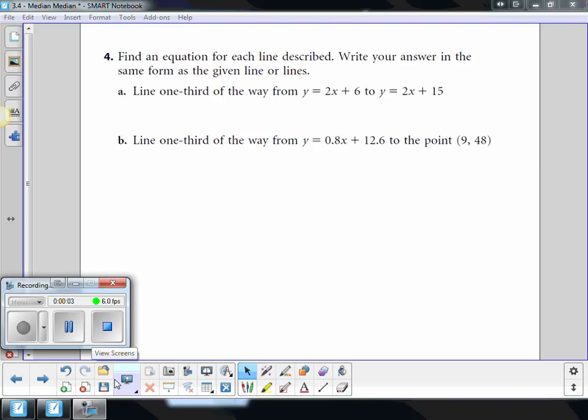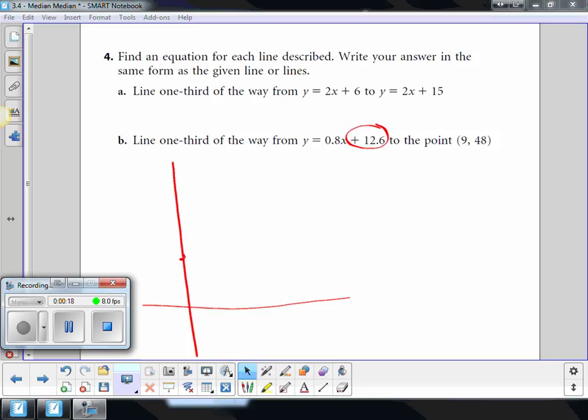4b, you're going to find a line that's a third of the way from y equals 0.8x plus 12.6 to the point 9 comma 48. Quick sketch. Hopefully it helps in math for you. It does for me to make a sketch of something.